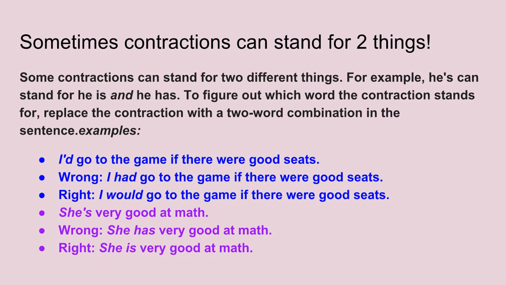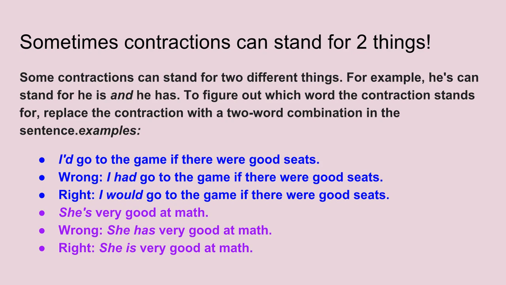Here's some examples. I'd go to the game if there were good seats. I'd could either mean I had or I would. Let's try I had. I had go to the game if there were good seats. Wrong. It doesn't make sense. Let's try would. I would go to the game if there were good seats. That would be right, the correct meaning or two words for the contraction.